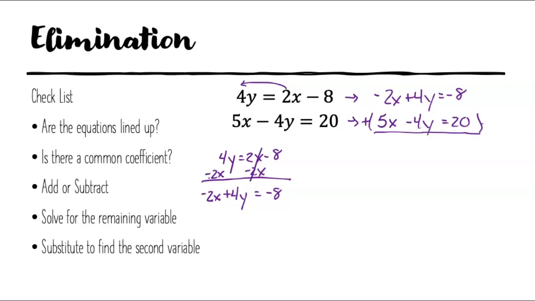So I don't need to change any signs. I don't need to distribute. I just need to think straight up and down, vertically, and put them together. So negative 2 and positive 5, well, that's 3x. 4 and negative 4 cancel to 0, equals negative 8 and 20. Well, that would be 12. Now I'm going to divide both sides by 3.